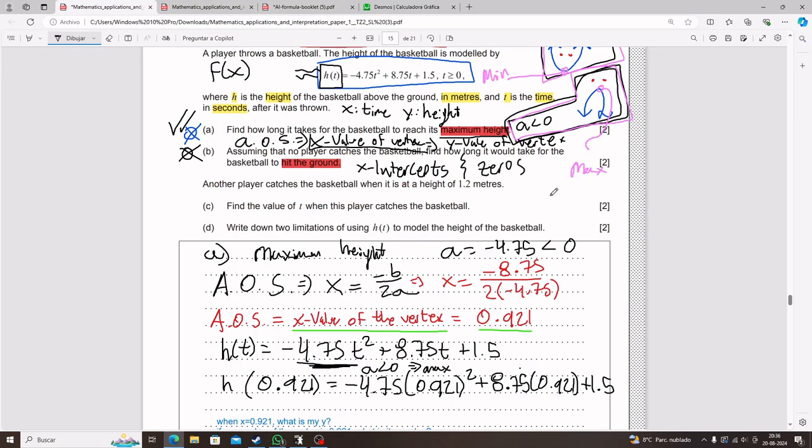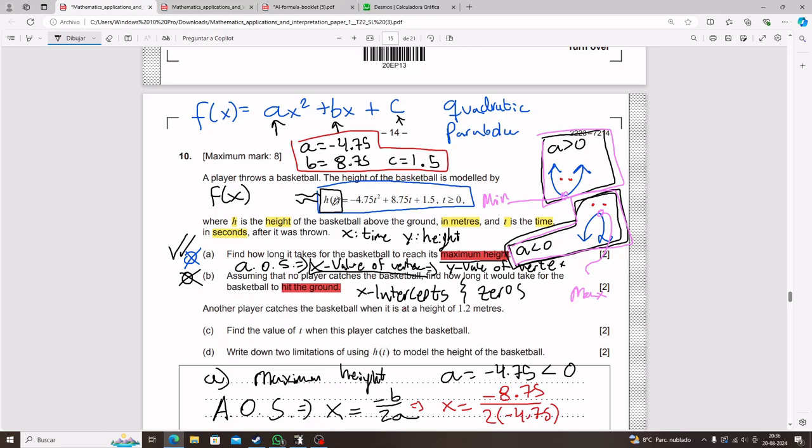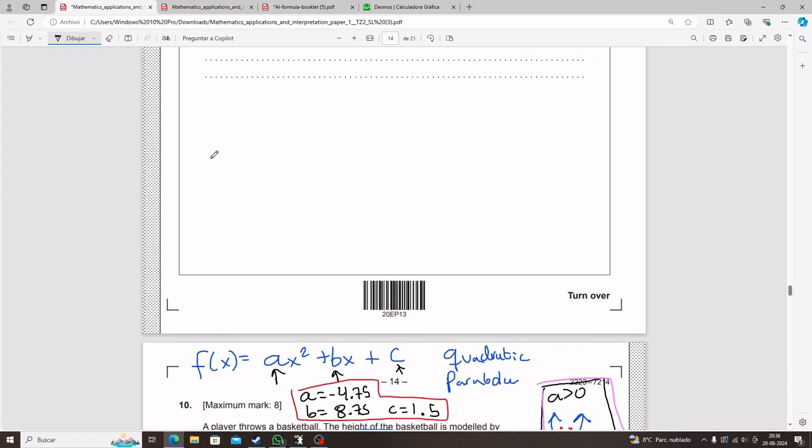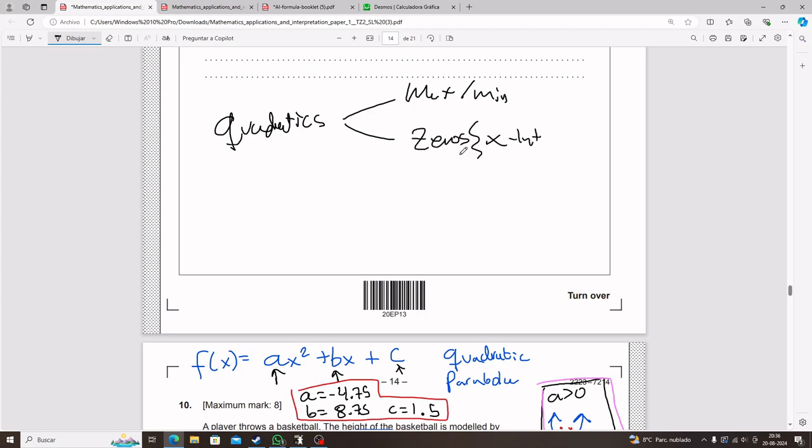It's important for me to introduce the idea like this because quadratics are not that hard. I mean, for quadratics, usually what I see is that they're asking stuff like the max or the min. Okay, they're asking stuff like the zeros or the x-intercepts. Okay, they're asking stuff like the y-intercept.